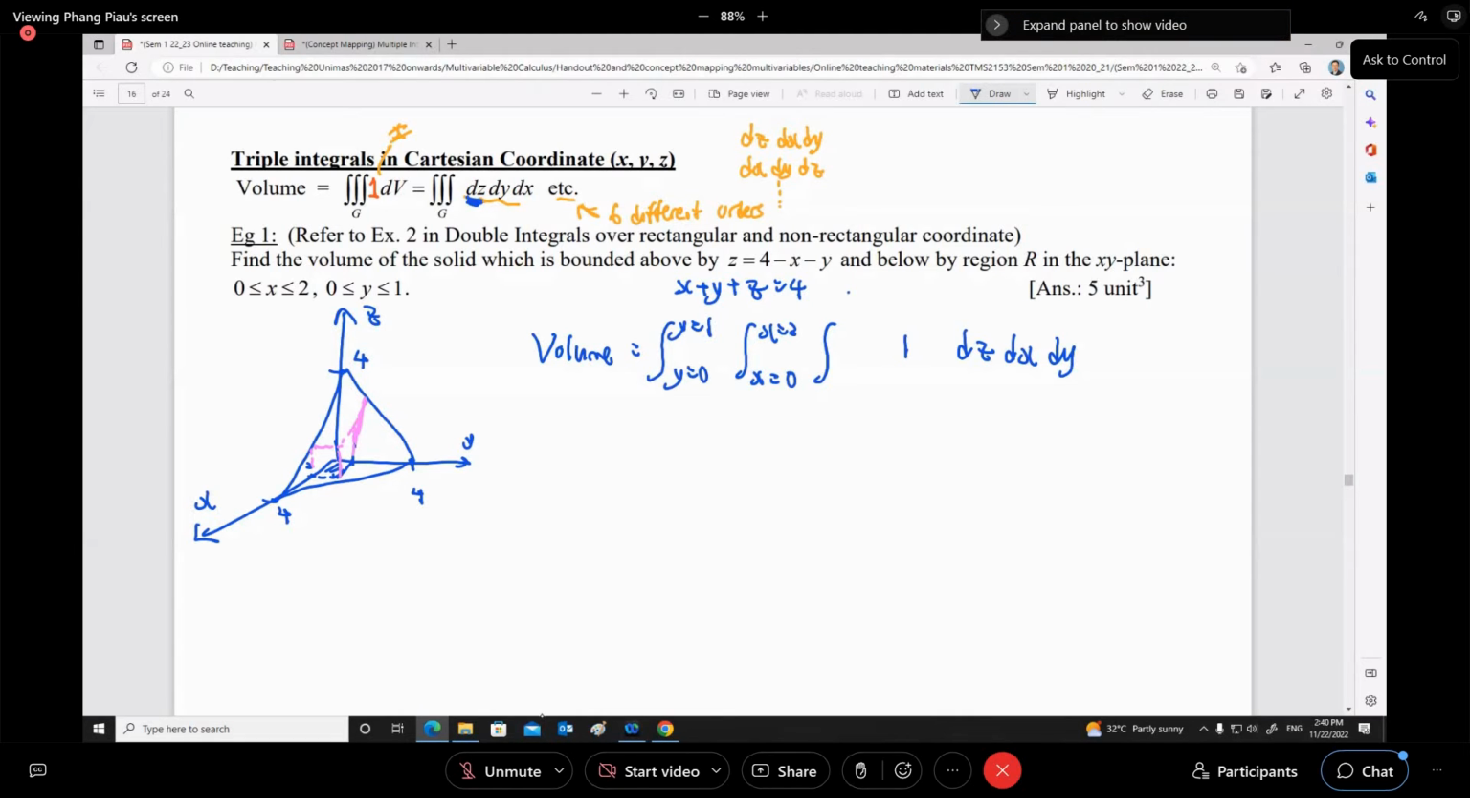The projection region is not necessary here because it's already given. The extra thing we need to add here is Z. Z starts from 0, then goes up to this surface, because you know that this surface is given by 4 minus X minus Y. So Z is equal to 4 minus X minus Y. So that's it for the triple integral. You can do this integration easily. Z is from 0 to 4 minus X minus Y.